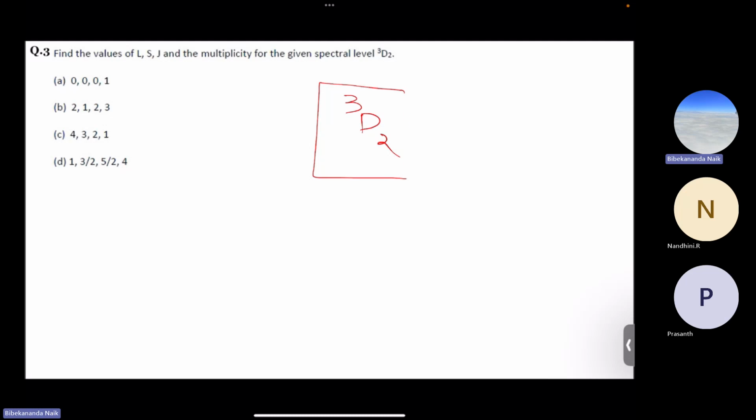Please try to solve these questions, because the main intention of this interaction session is to interact with me. So you should interact with me. If you have any queries, any doubts, you can ask me. So I'll give you a few minutes to try this. Then we will discuss.